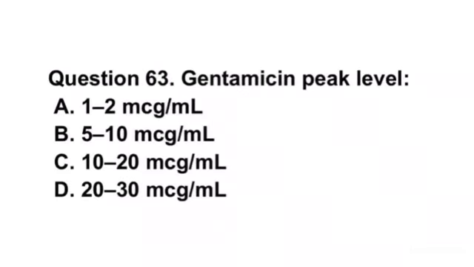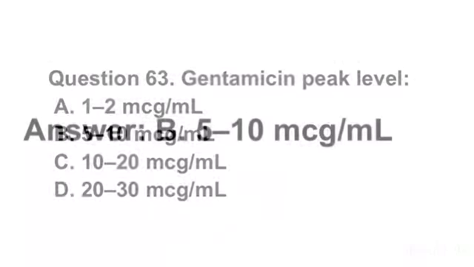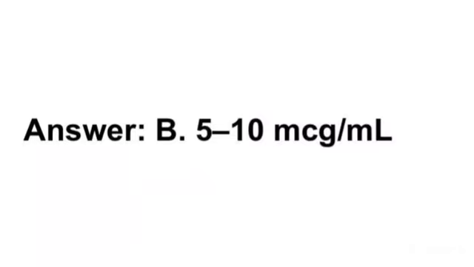Question 63. Gentamicin peak level. A. 1 to 2 micrograms per milliliter. B. 5 to 10 micrograms per milliliter. C. 10 to 20 micrograms per milliliter. D. 20 to 30 micrograms per milliliter. Answer: B. 5 to 10 micrograms per milliliter.